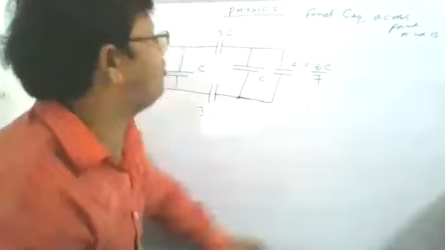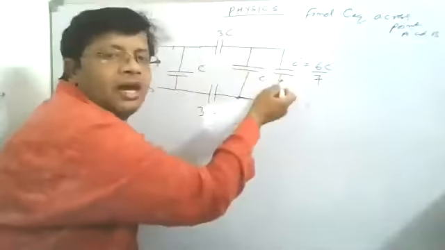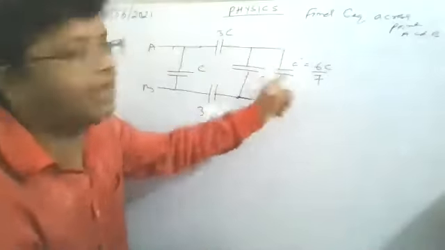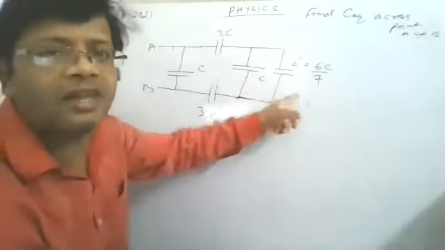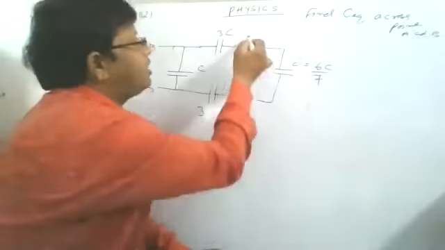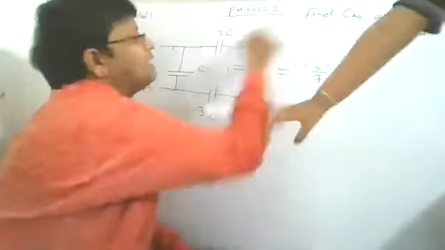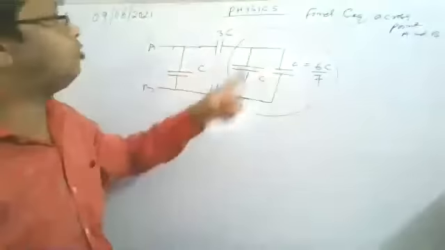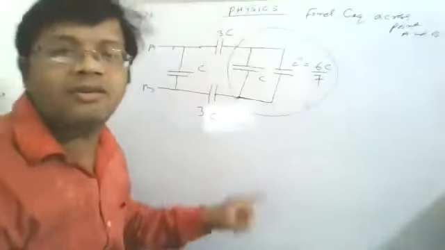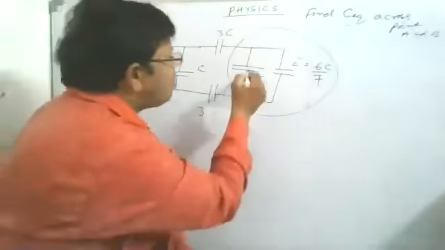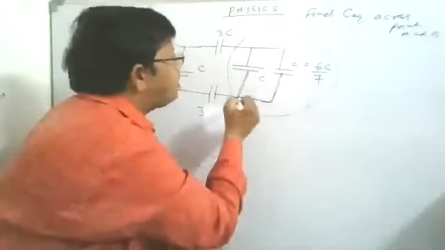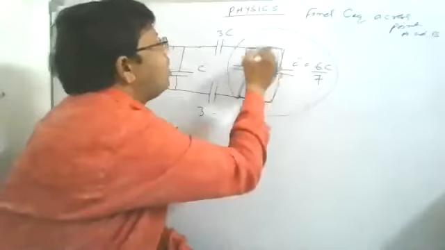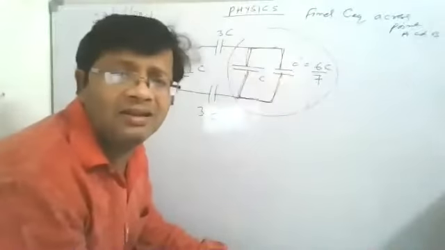Now you see here, in the next step what will we do? What are you observing, beta? How are these two connected? Beta, again tell me, Kamal, tell me how they are connected. Series? No, beta. One point of each is connected to the same point, and the other point is also connected to the same point. That means the two are connected in parallel.